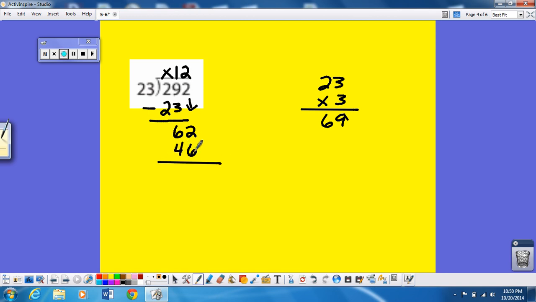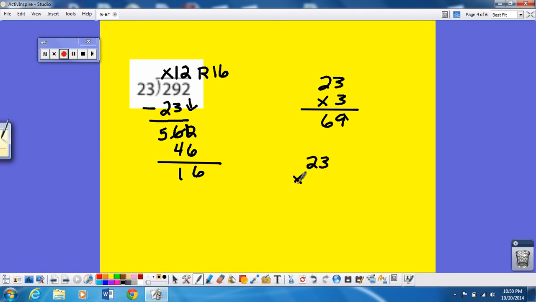Let's subtract. Can't take 6 from 2, so let's borrow right here, make that a 5, which makes this a 12. 12 minus 6 is 6. 5 minus 4 is 1. We know this remainder is okay because it is less than our divisor, which is 23. So my answer is 12, remainder 16. Let's check and just make sure we're right.